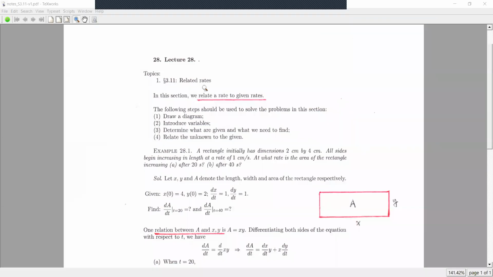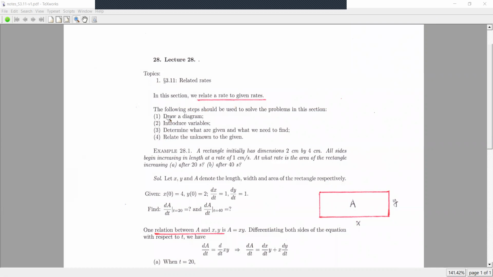The title of this section is related rates. That is, in this section, we need to relate a rate to some given rate. When you solve a problem in this section, I suggest the following 4 steps should be used.